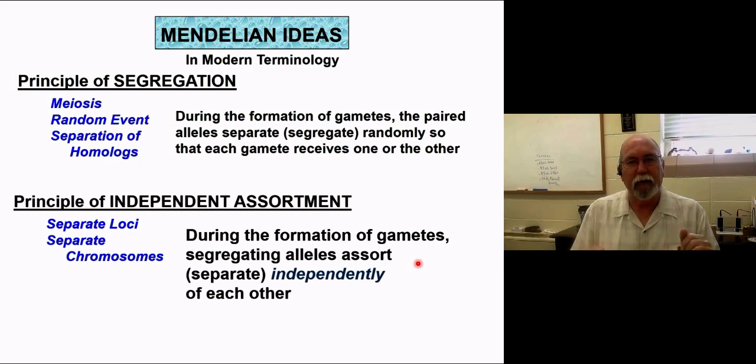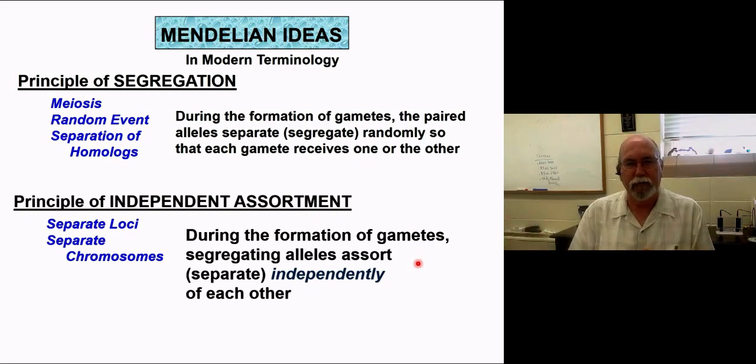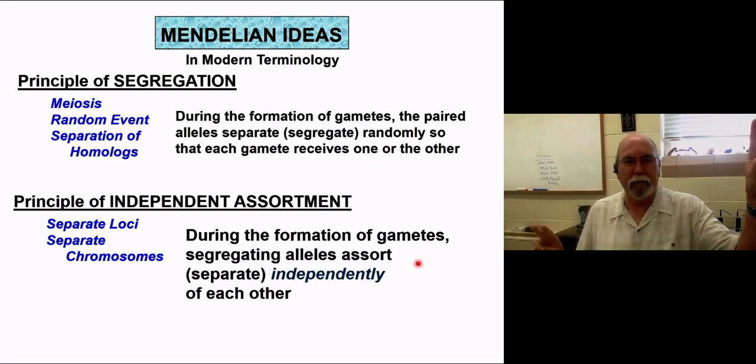So what we're talking about here is we've got two traits: one, wrinkled or smooth, controlling that, and another trait over here controlling color, green or yellow. Whatever happens over here to separate these alleles is completely independent of what's going on over here, okay? Basically, they're separate loci, and for our purposes right now, they're on separate chromosomes, all right? Notice this word independent. This is happening completely independent of this.